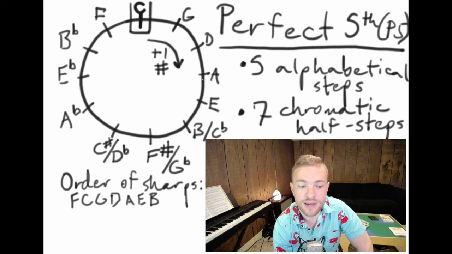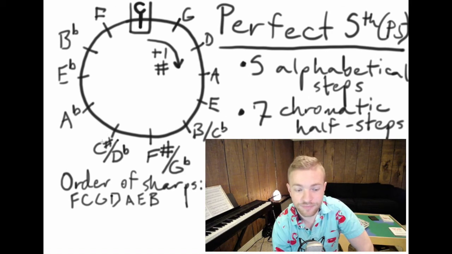So basically, key of A would have 3 sharps, and it would be the first 3 on this list. Key of E would have 4 sharps. It would be the first 4 on this list. Key of B would have 5 sharps, the first 5 on this list, and etc., all the way out to C sharp. And you'll notice that C sharp would have 1, 2, 3, 4, 5, 6, 7 sharps.